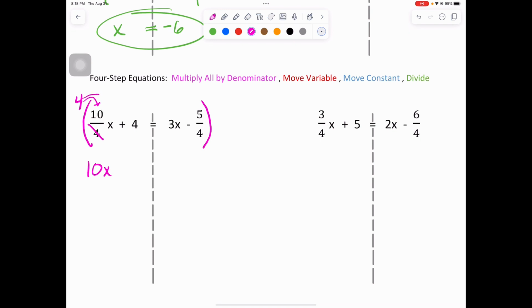Then we do 4 times, wonderful, 4, which is 16. Bring it down, bring down your equals. Then we will do 4 times, yes, you called it, 3x. So we will do 12x, because 4 times 3 is 12. Do not forget the x. And again, when we multiply this 4 to our negative 5 fourths, we can simply just cross out the 4 because 4 times negative 5 fourths is negative 5. All right, so now we have eliminated and cleared the fractions.